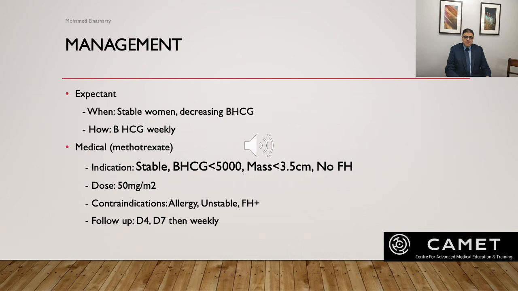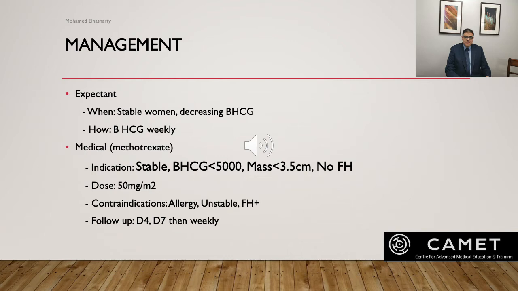Medical management: the patient should have no significant pain. It should be an unruptured tubal ectopic pregnancy, mass less than 35 mm with no visible fetal heart on transvaginal scan, BHCG less than 1500. However, we can consider medical treatment in BHCG values up to 5000. The patient shouldn't have an intrauterine pregnancy, and should be compliant with follow-up.